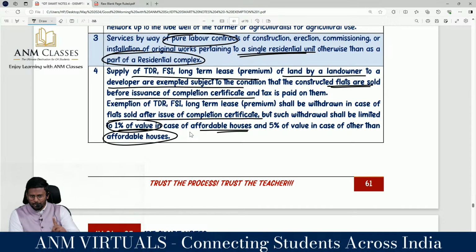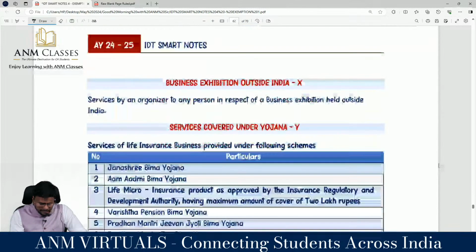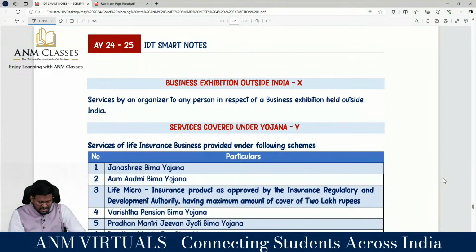In case of affordable houses, you are liable to pay 1%, and with regard to houses other than affordable houses, you have to reverse 5%. We have already discussed this when we talked about 9.4, cement and all those things, right? So I'm moving on to the next exemption.